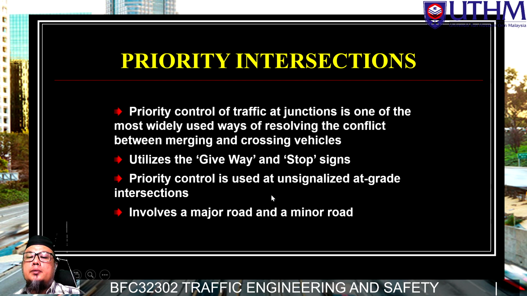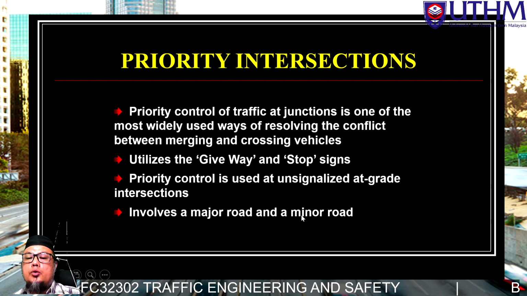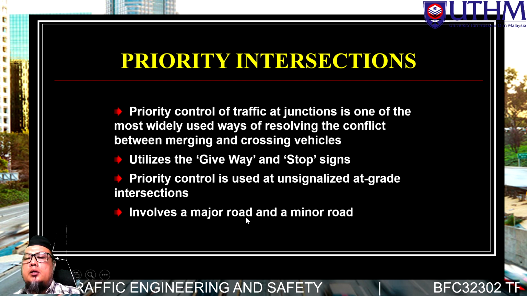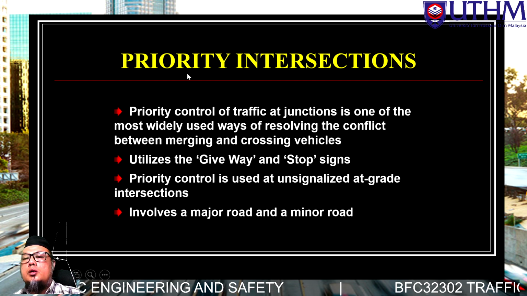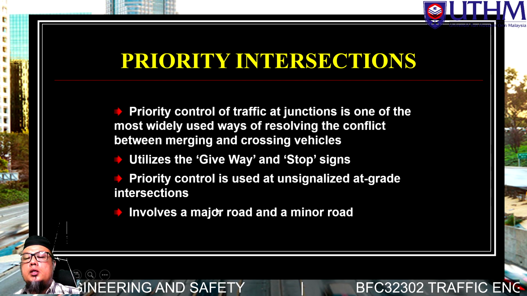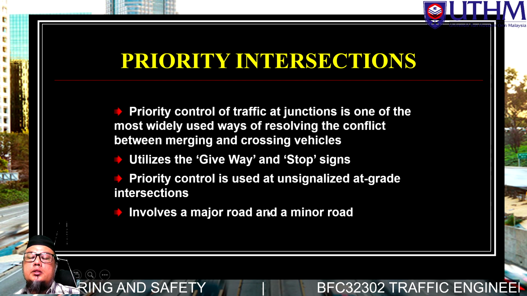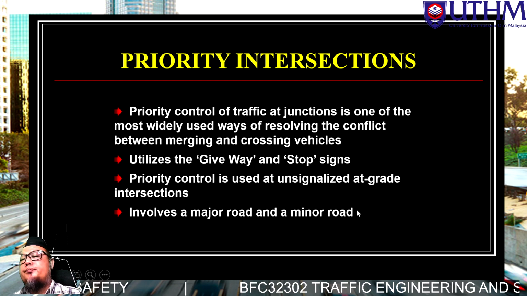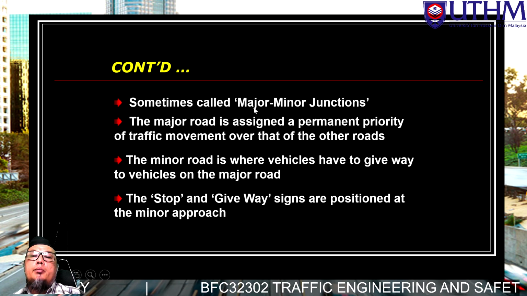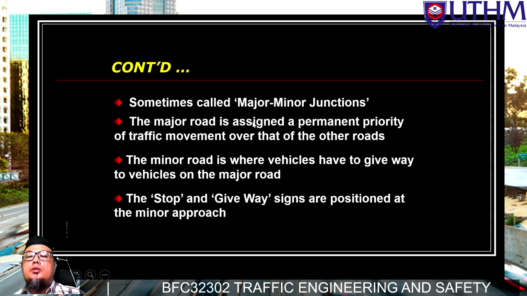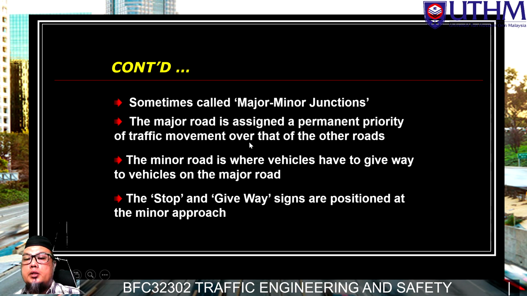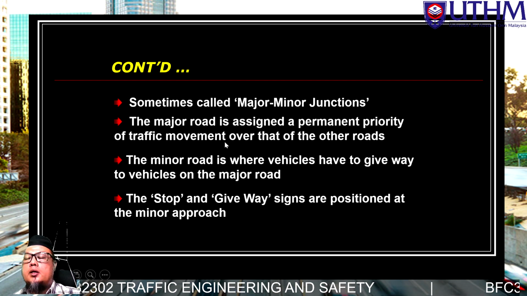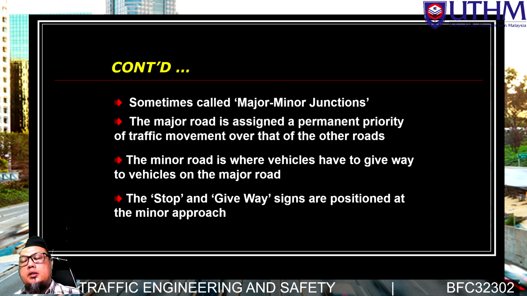It must have one major road and one minor road. I think it's not really possible to assign priority intersection between roads of the same class level, major and major, or minor and minor. We have to determine which is major, which is minor. Okay, sometimes they call them major-minor junctions. The major road is assigned permanent priority traffic movement over the other road. That's why they have two categories of road class, major or minor.